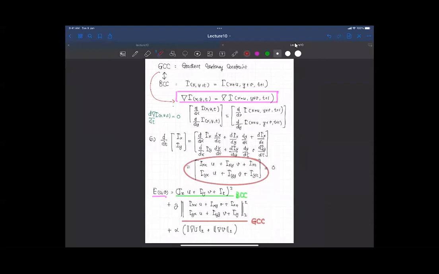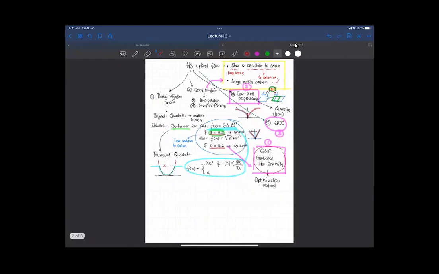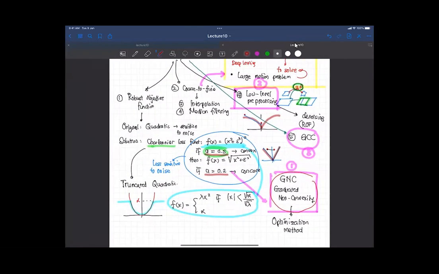Any questions so far for this GCC? Anyone? Any questions? Okay, so if there are no questions, that's all for GCC. And let's move on to number one. We finished with number three. Let's move on to number one, which is GNC.